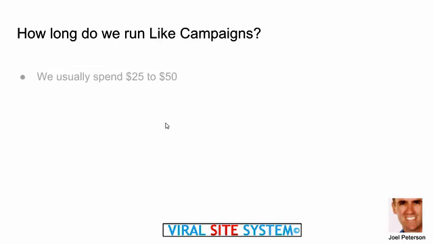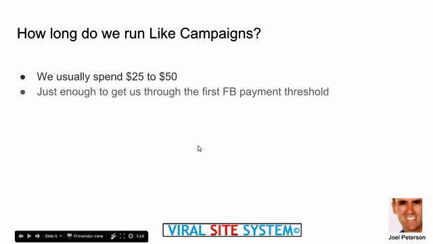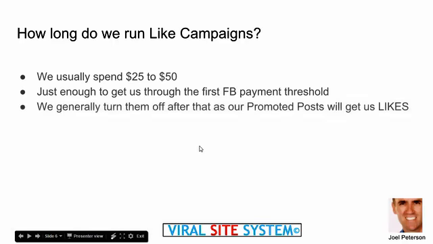How long do we run the like campaigns? Well, we usually spend $25 to $50 on like campaigns, just enough to get us through that first Facebook payment threshold. You're probably going to get 20, 30, 40 likes from your like campaign. You could get a lot more than that as well, but we generally turn them off after that, as we're going to start doing promoted posts, and that will get us our likes.